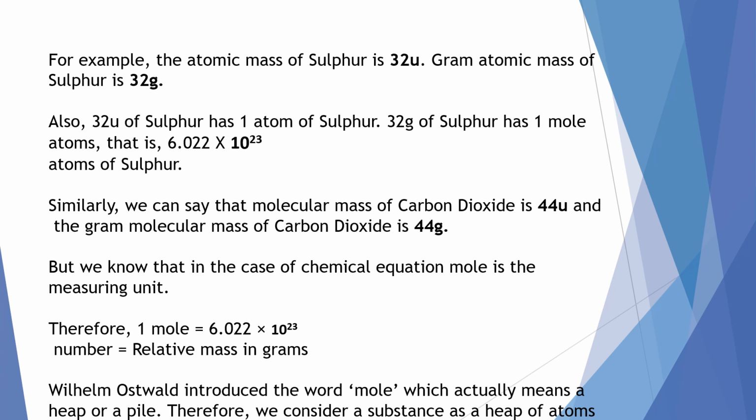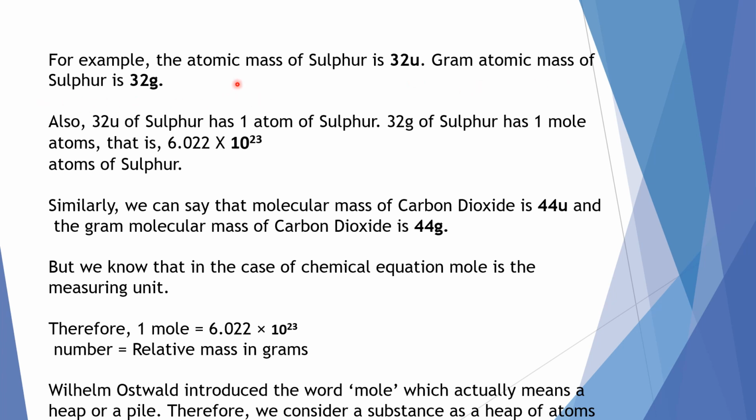Let us take some examples. The atomic mass of sulfur is 32 U. Gram atomic mass of sulfur is 32 gram. What is the difference between these? Atomic mass of sulfur is 32 U. Gram atomic mass of sulfur is 32 gram.